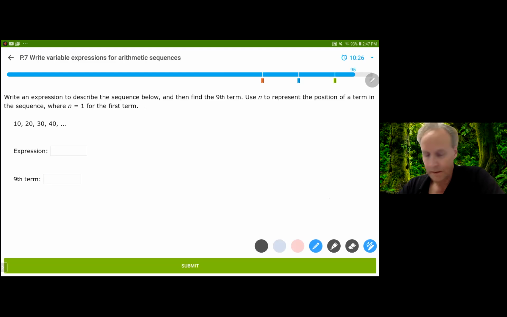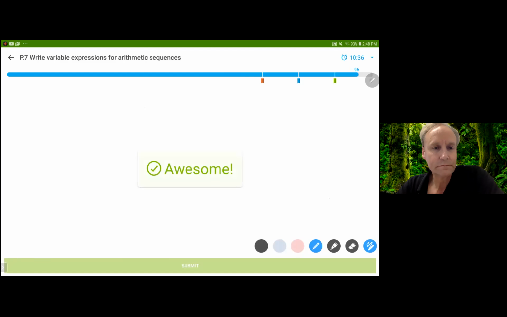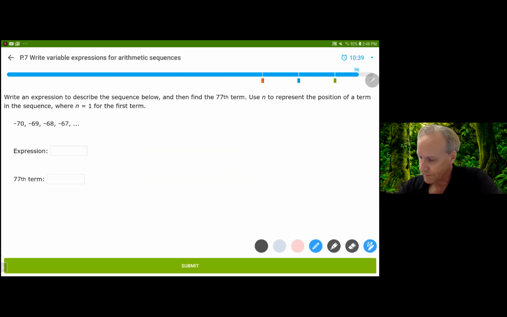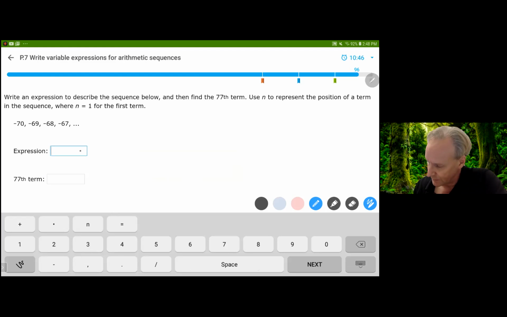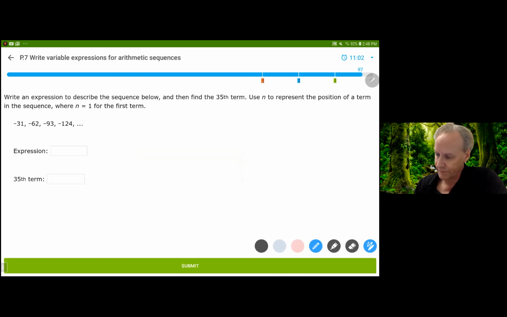And these are multiples of 10. That's 10n. And the 9th term is 90. And these are counting forward. We're actually counting up. Our zeroth term was n minus 71. And our 77th term is going to be 6, isn't it? These are multiples of -31.